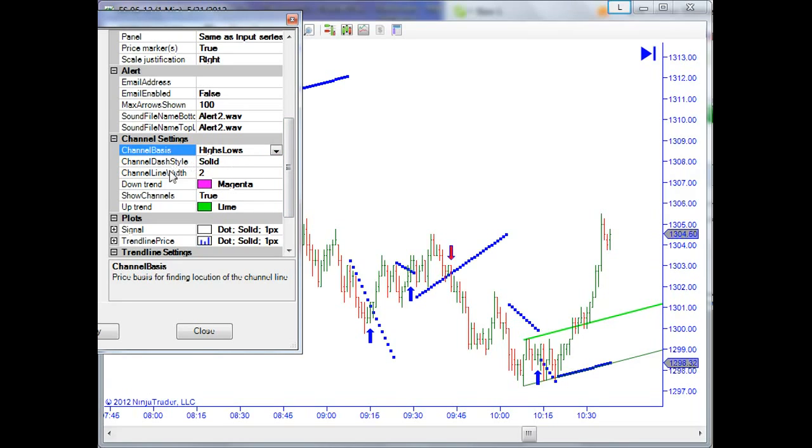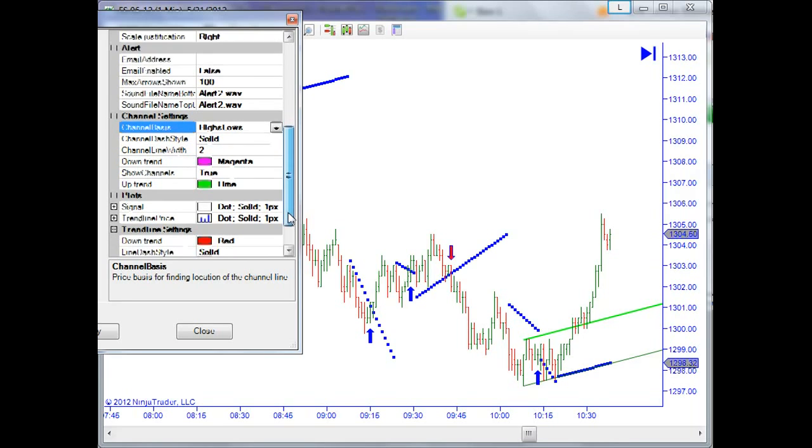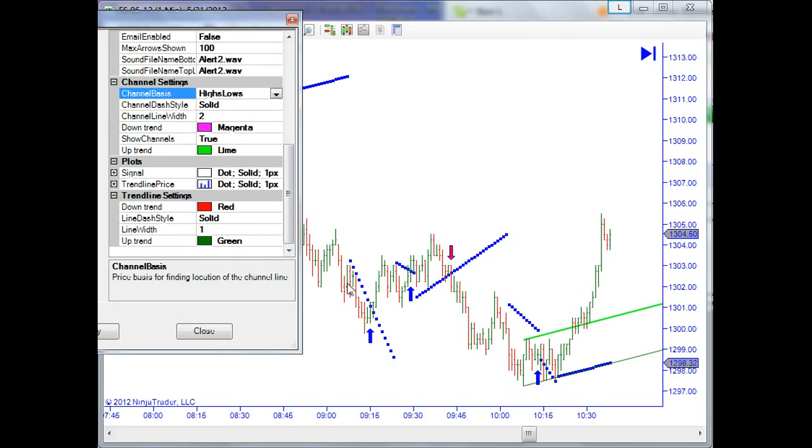Channel style, you have complete color controls on the style of the line. The signal, the trend line price, is this blue dot that appears. You can turn that on or turn it off or make it larger or smaller. And the actual trend line itself has settings, so you're able to set those trend lines according to your own preferences.